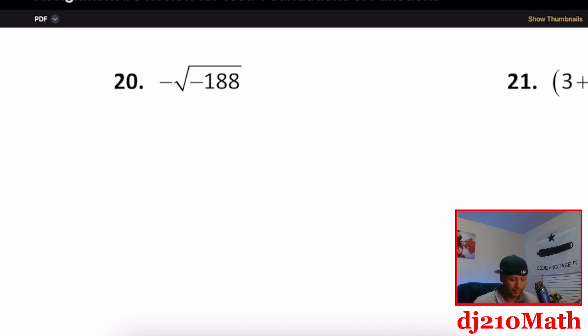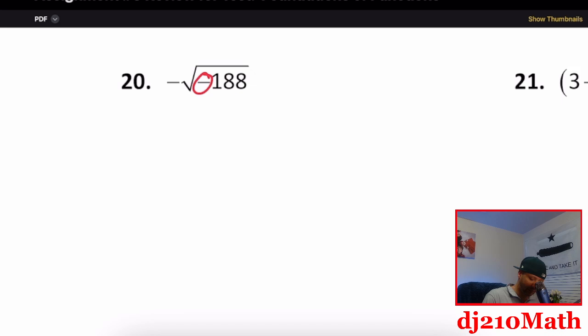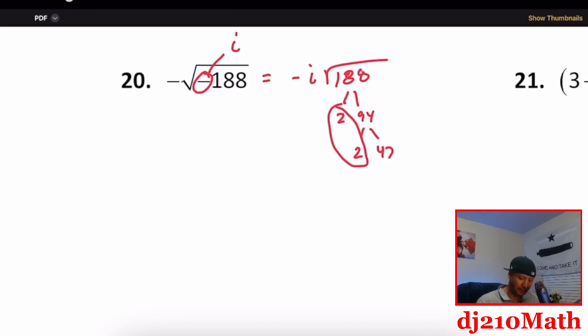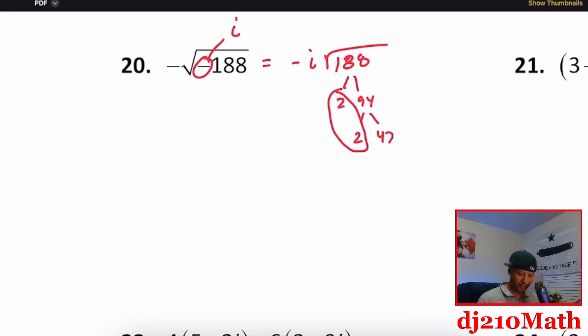Okay. 20. Same idea as before. This comes out as an I. So right away we get negative I root 188. So I put the I in the front this time. Like I said, it doesn't matter. Now we just break down 188. 2 into 94. Right, half of 18, half of 8. This is going to be, again, 2. So half of 94 is 47. 47 is a prime number. Lucky us. Okay, so the pair of 2's is going to come out. So we get negative 2i root 47.